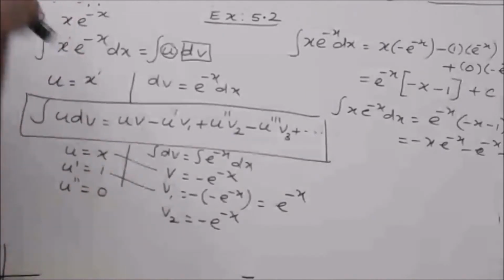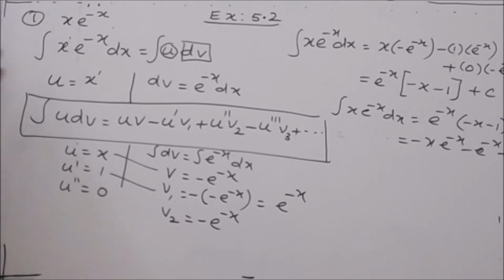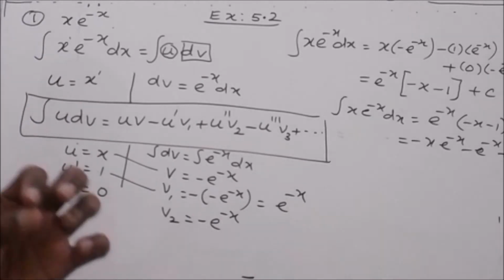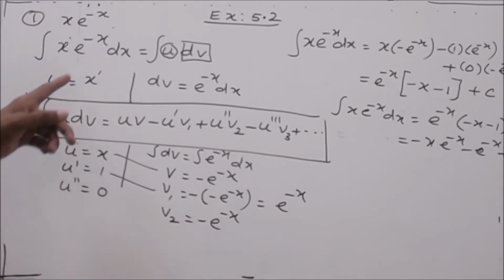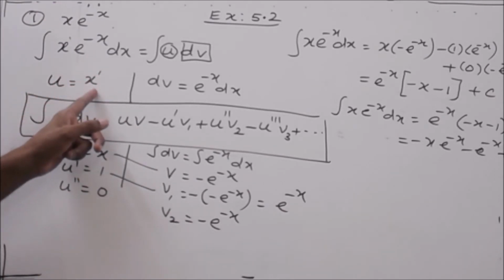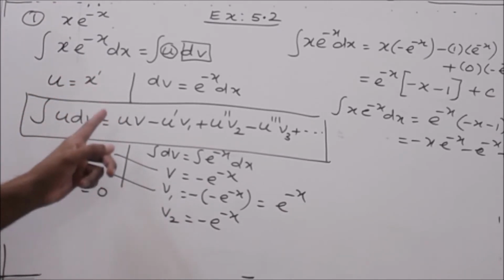Given the problem as a product of two functions, you can go with the Bernoulli formula or integration by parts. Bernoulli is applicable only if u is an algebraic function and its power is positive. So it is a positive power, so it is an algebraic function. We are moving to the Bernoulli formula.